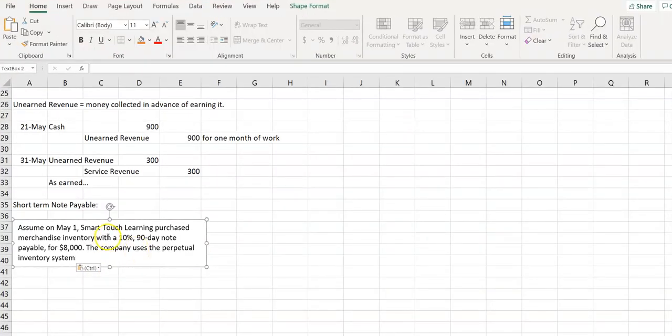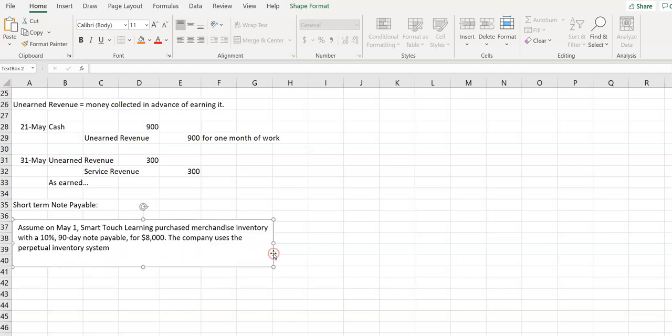Okay, so on May 1st, Smart Touch Sewing purchased merchandise inventory with a 10% 90-day note payable for $8,000. The company uses the perpetual inventory system. So a couple things here. If you remember, the $8,000 is the face value of the note. 10% is the interest rate, but it's stated on an annual basis. And then it's a 90-day note payable. Okay, and they bought inventory.